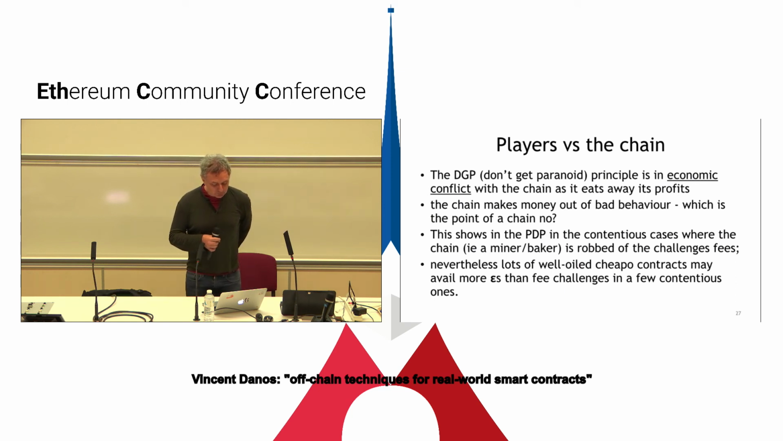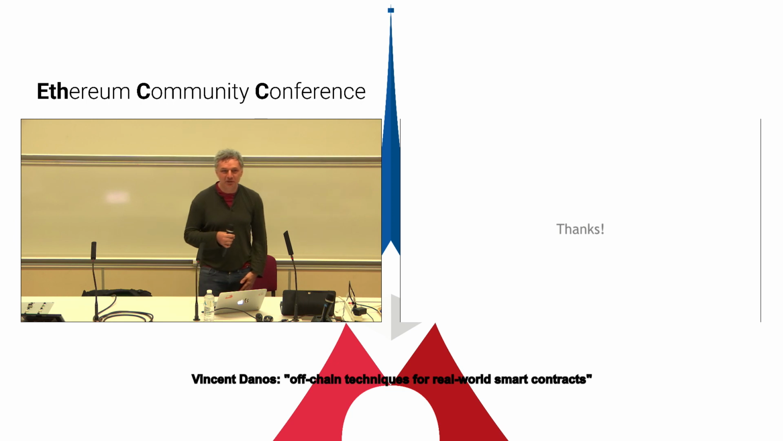Nevertheless, you can hope that having loads of well-oiled, zero-contention smart contracts where every player is happy will accumulate into tiny little epsilons that will amount to more money than just profiting off bad players. And that's it. Thank you for your attention.